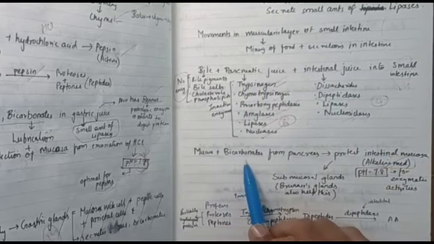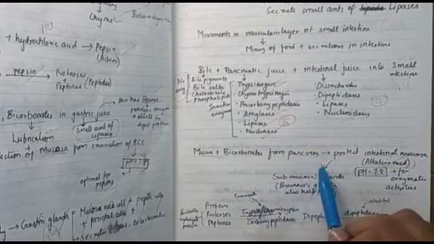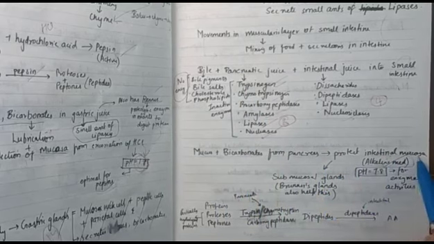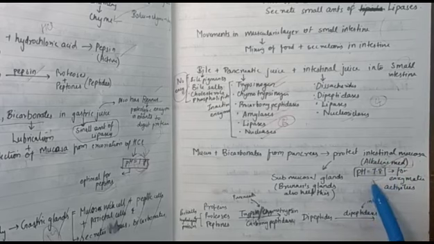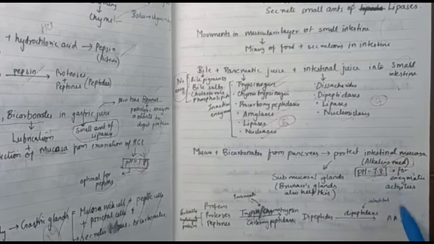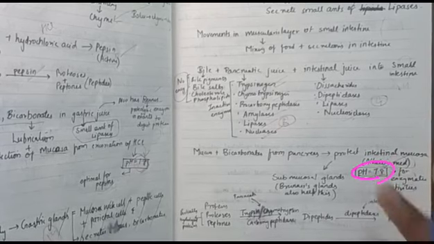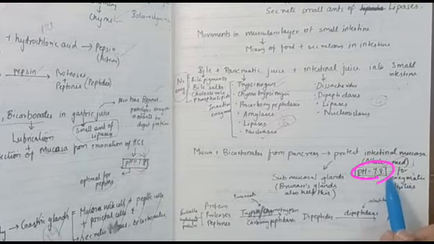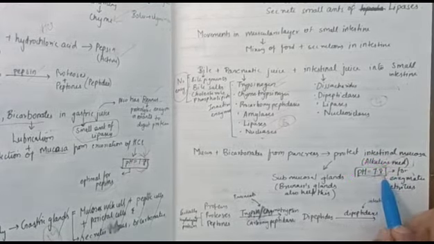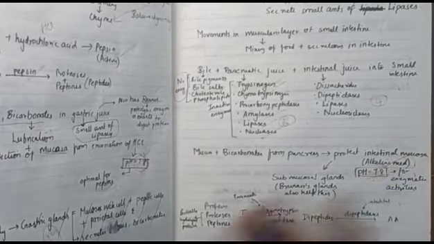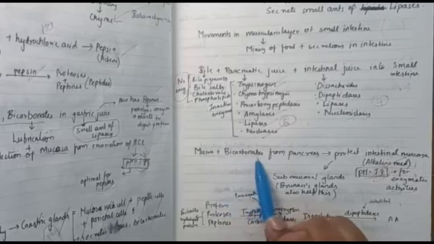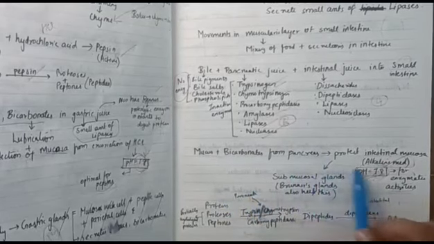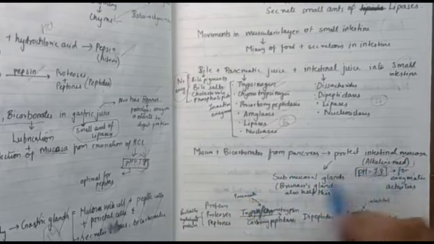Now, mucus plus bicarbonates from the pancreas protect the intestinal mucosa, that is, an alkaline medium with a pH of 7.8. This 7.8 is for the enzymes to become active. But this will be harmful for the inner layer, right? So, to protect that, we have mucus and bicarbonate from the pancreas to protect the intestinal mucosa.